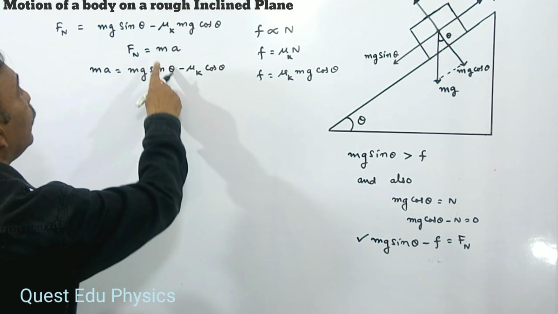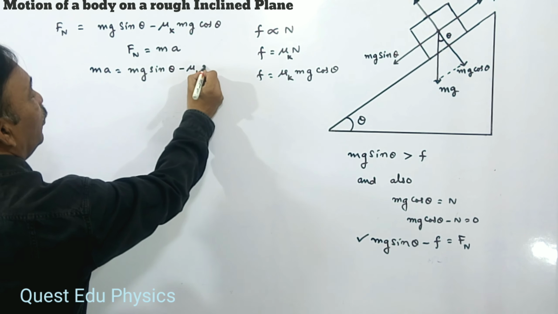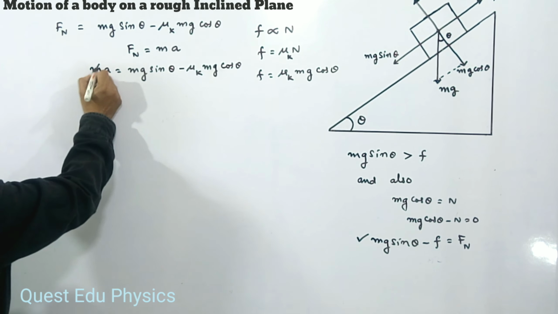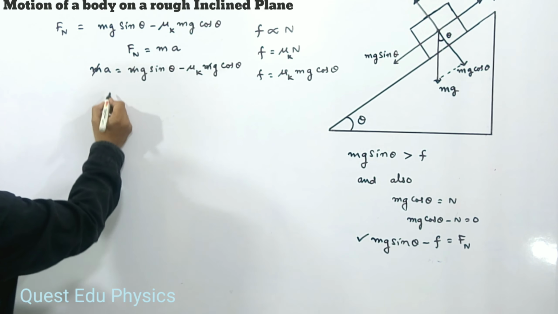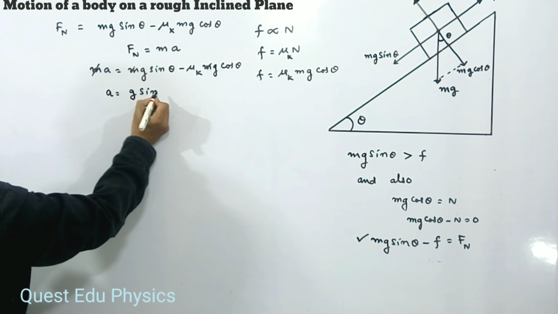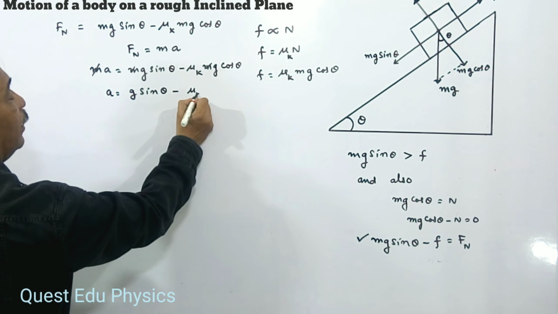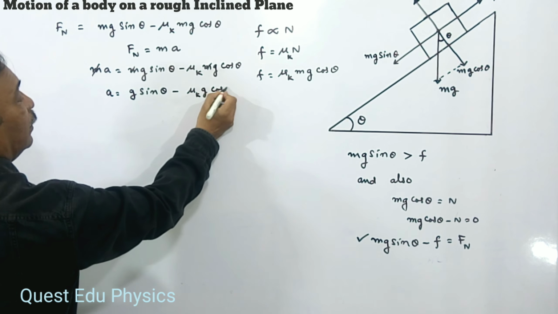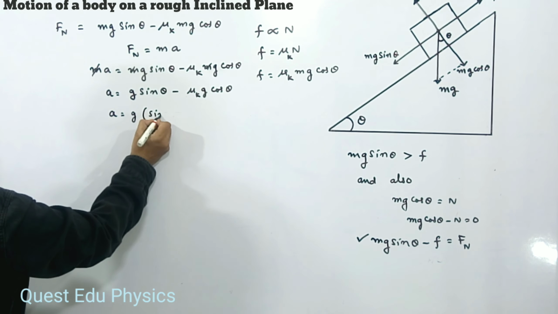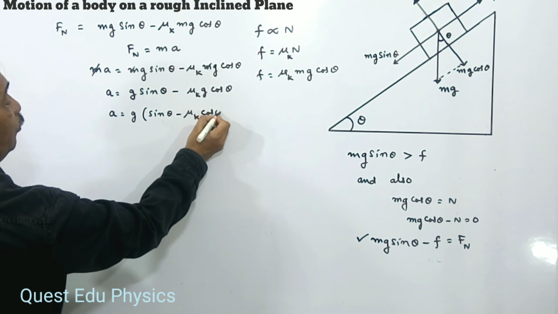Okay, mg sin theta minus mu K mg cos theta. Then see, m and m get cancelled. The acceleration is equal to g sin theta minus mu K into g cos theta. Or you can write a is equal to g of sin theta minus mu K cos theta.